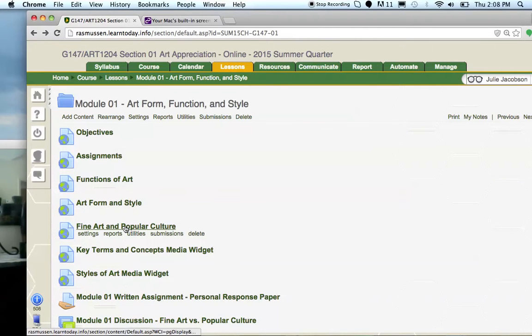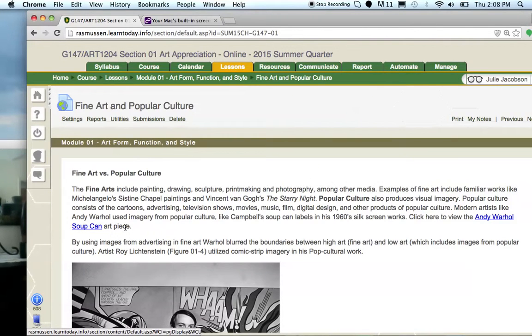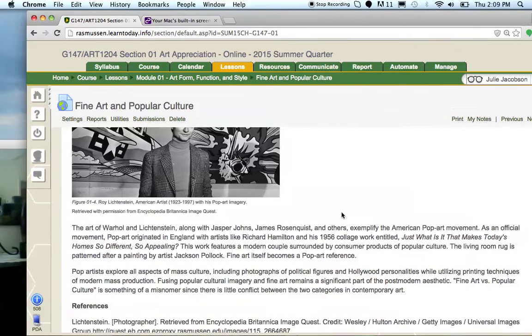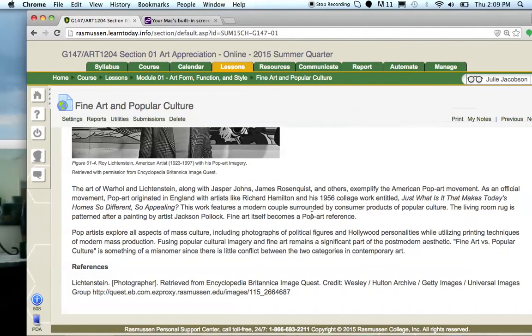And look, if you scroll down, here is a tab for fine art and popular culture. Read that before you do the discussion post, because when I went and looked at your discussion posts, I haven't seen them all yet, I'll be looking at those this evening, but I did not see any so far that showed me that you did this reading. So here we have the definition of fine arts. It includes painting, drawing, sculpture, printmaking, and photography, and then an explanation of popular culture as well. And then here are some examples of artists who blur those boundaries between the two. And that's exactly what your discussion post asks you to talk about this week.